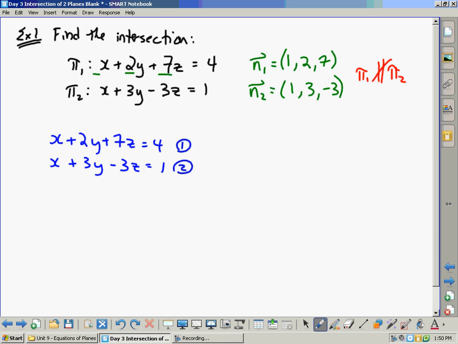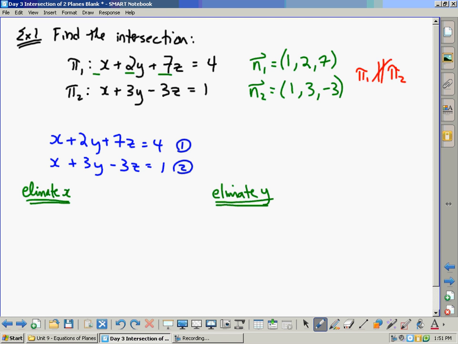So the strategy is going to be this. We can pick whichever variables, but in this particular example, I'm going to eliminate x. And then over here later on, I'm going to eliminate y. It doesn't matter. You could eliminate z if you wanted, but some people find it easier just to stick to the same pattern. Eliminate x, eliminate y, and then we'll let z stay the same.